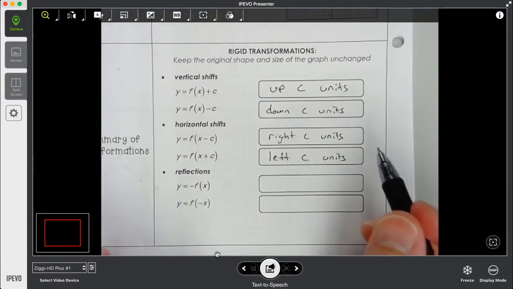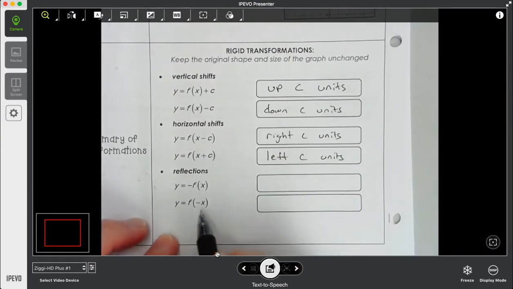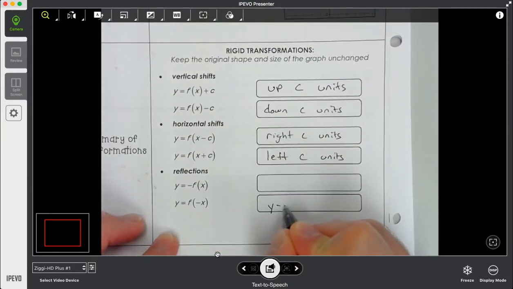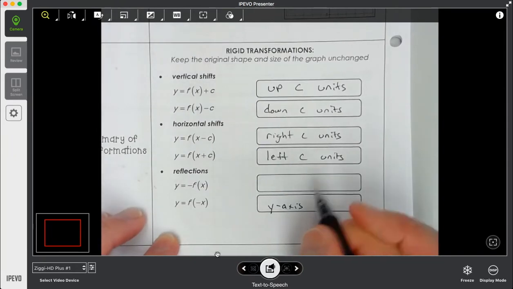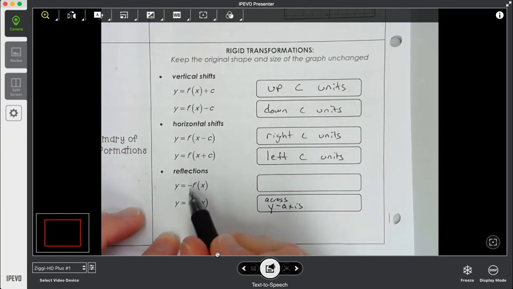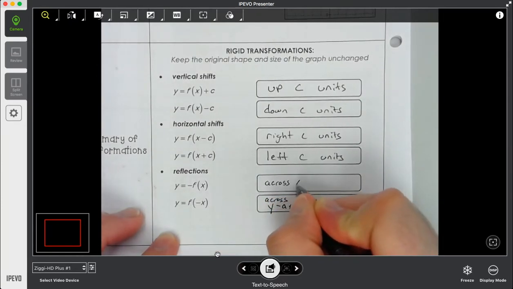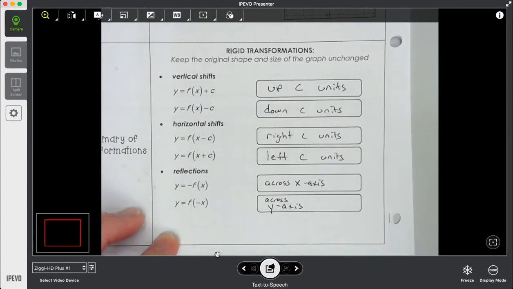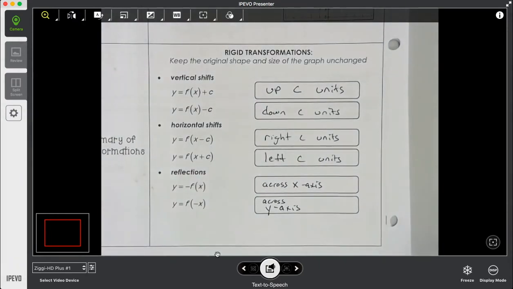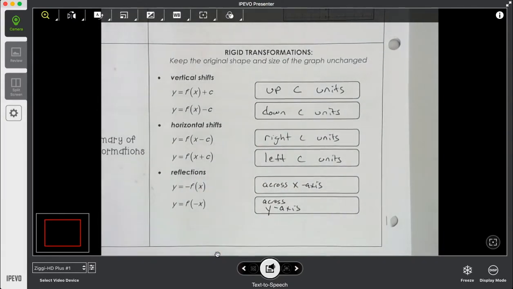A reflection across the y-axis is going to have the input change. So this is across the y-axis. And if I'm changing the output, that's when I'm going across the x-axis. These are going to be your general rules of thumb. If you can remember these 6 things, they're going to be really helpful along the way.